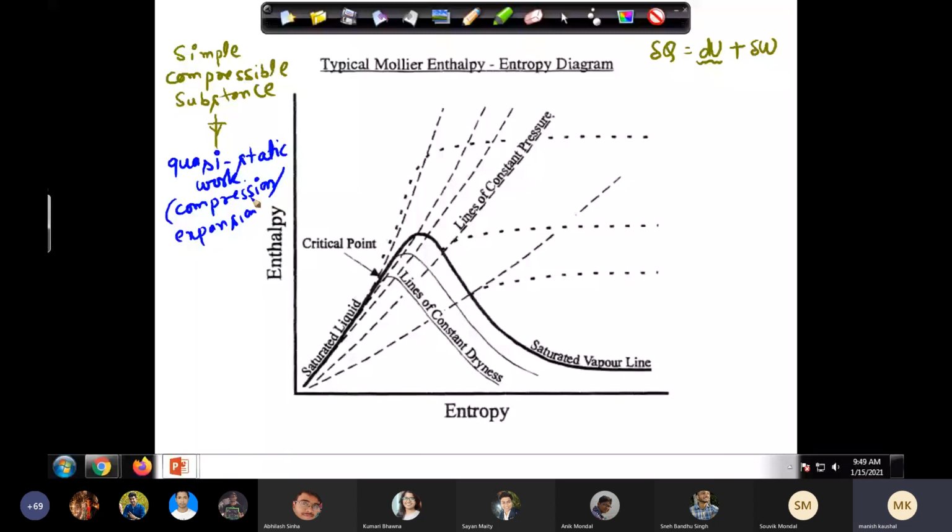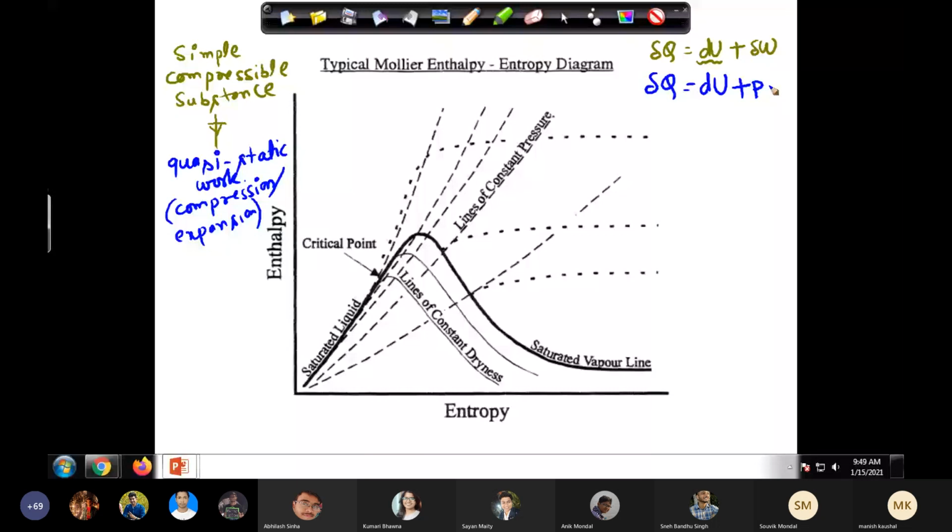So for such a substance, what is the work done? Anyone? It is also called PV work. What is the work done? It's a pressure volume work. What should we write? PdV. Yeah, that's all, integral PdV. Yeah, simple. Okay, PdV, perfect.